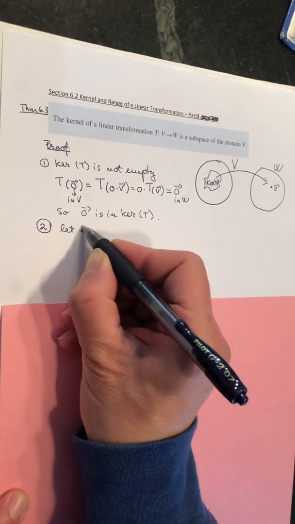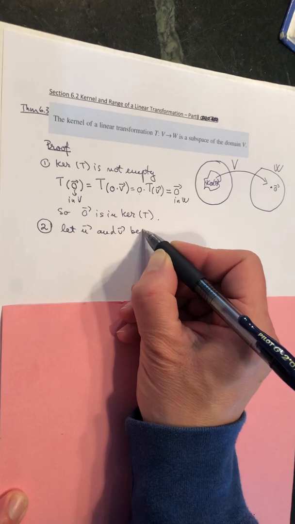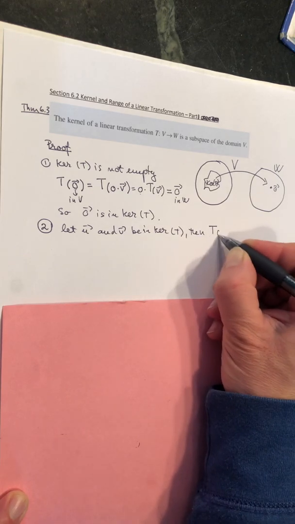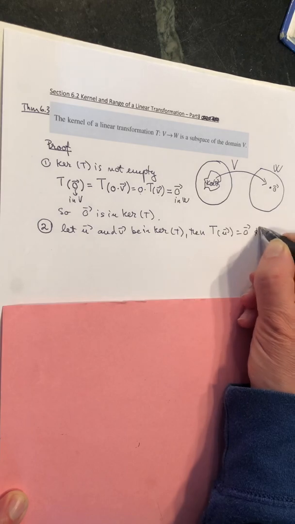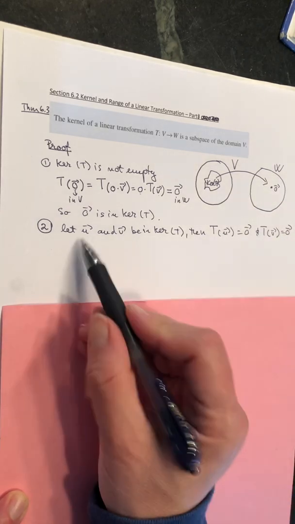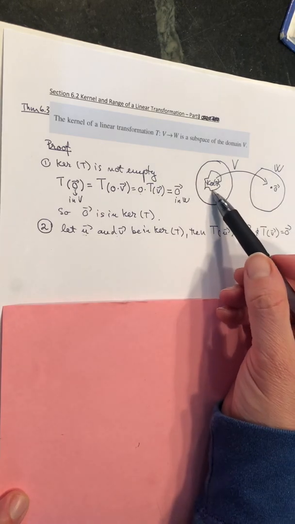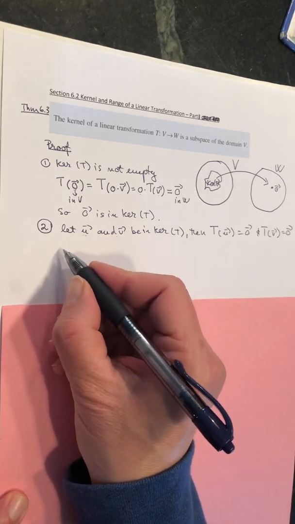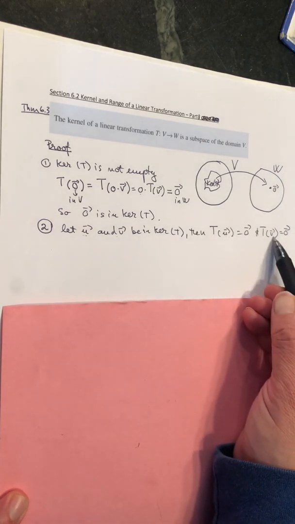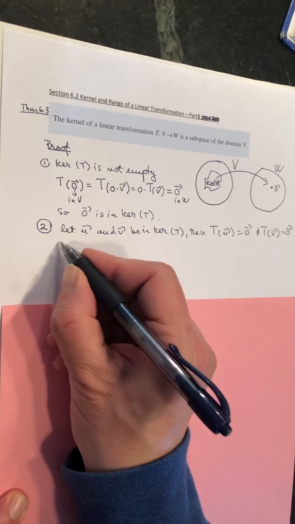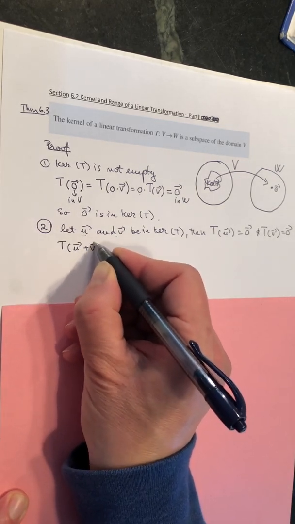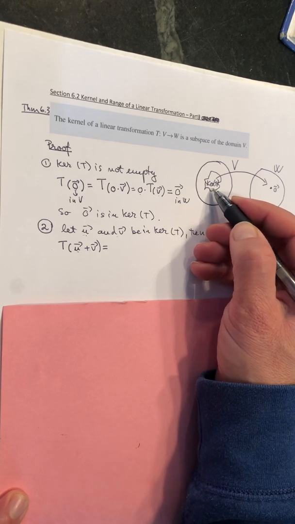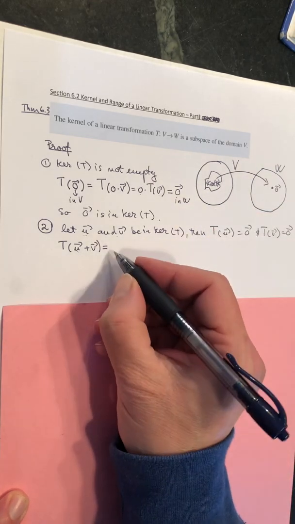So I'm going to say let U and V be in the kernel of T. What does that mean? Then T of U goes to 0 and T of V goes to 0, right? So that's what it means for me to pick vectors in the kernel of T. And since the kernel of T is not empty, I can pick vectors in there. So now I'm going to try and show that the sum U plus V also gets sent to 0. I'm going to put the sum U plus V through the transformation and see what happens. If U plus V is also in the kernel of T, then the kernel of T is closed under addition.